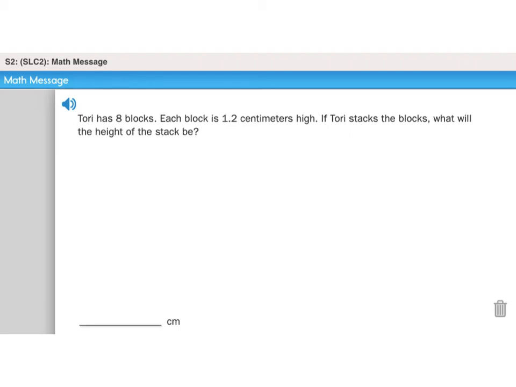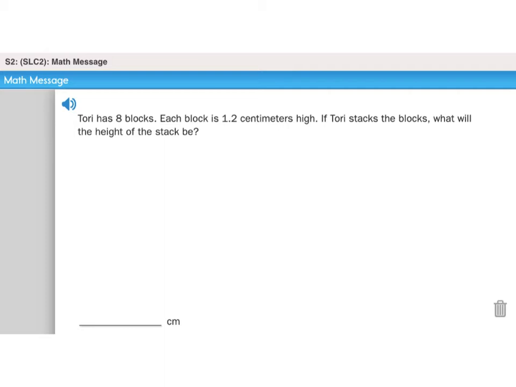Good morning. Today we are going to work on lesson 6-9. So our math message for today is to solve the problem at the top of the journal worksheet, page 219, and it says Tori has 8 blocks. Each block is 1 2/10 centimeters high. If Tori stacks the blocks, what will the height of the stack be?